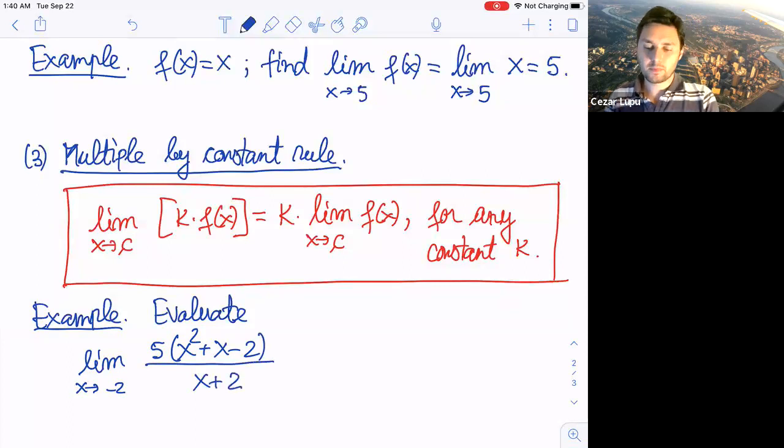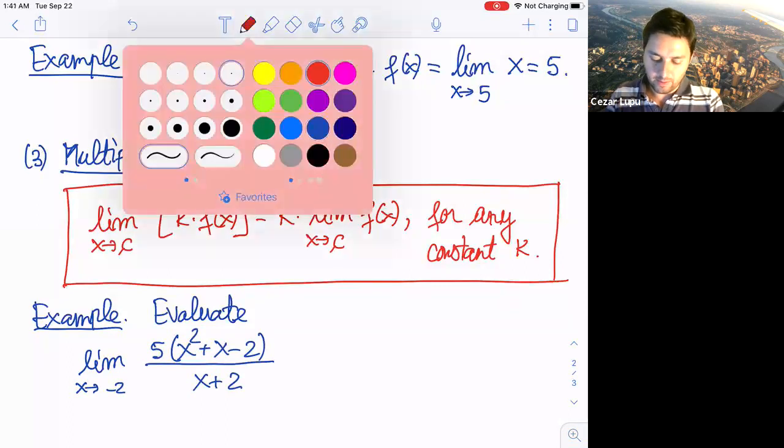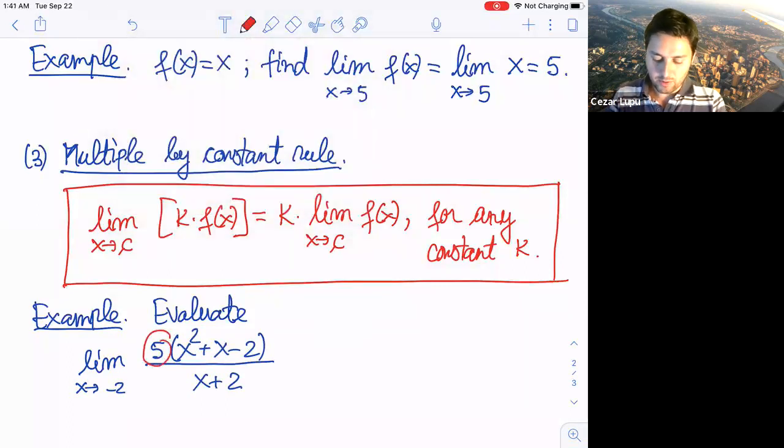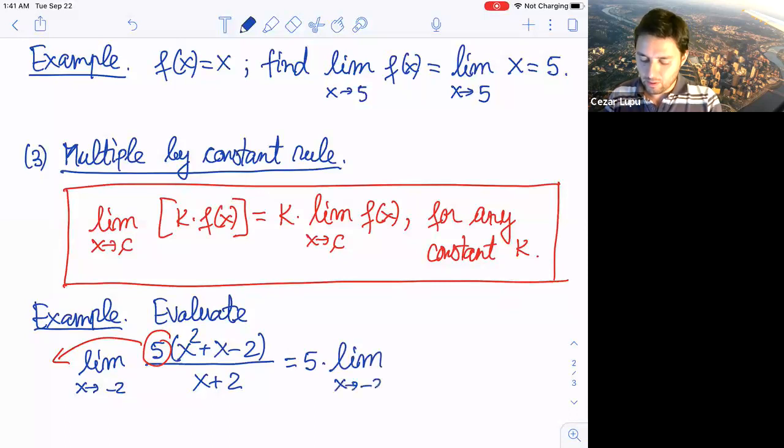Right? Well, as you can see here, I have this 5. Look at it. So maybe I should take it out. So this would be equal to, like I said, we take the 5 out, so it will be 5 times the limit as x approaches -2 of (x squared plus x minus 2) over (x plus 2).